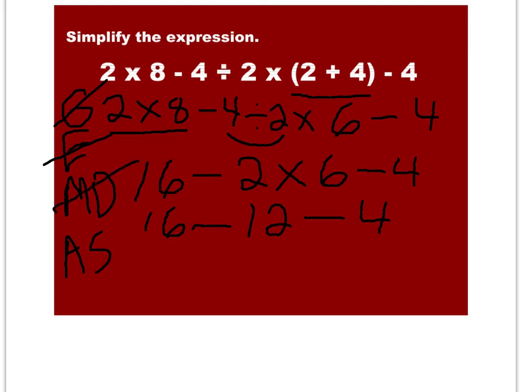My last step is adding and subtracting left to right. And I look and I see, starting on the left, I see 16 minus 12, and that's 4. And then I bring down my minus 4. So 4 minus 4 is 0. So my answer for this is 0. Please make sure that you always circle your answer when you're done with the problem.